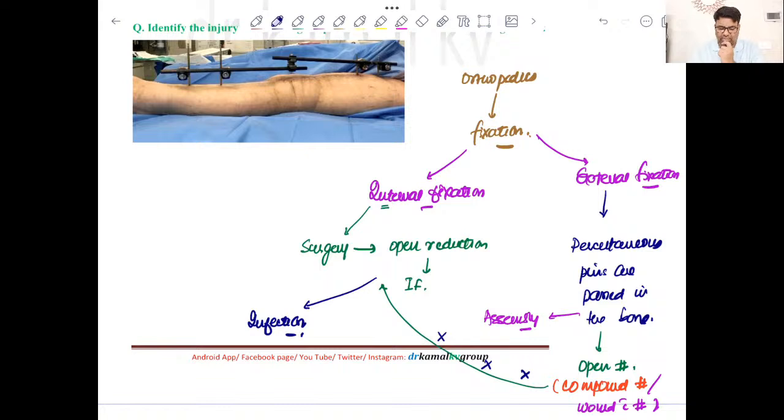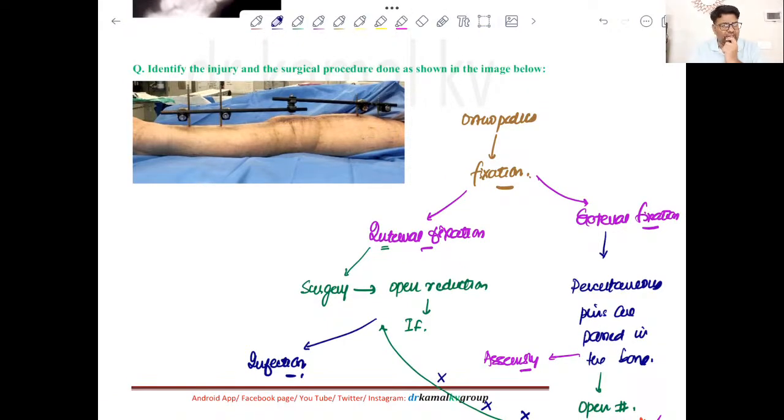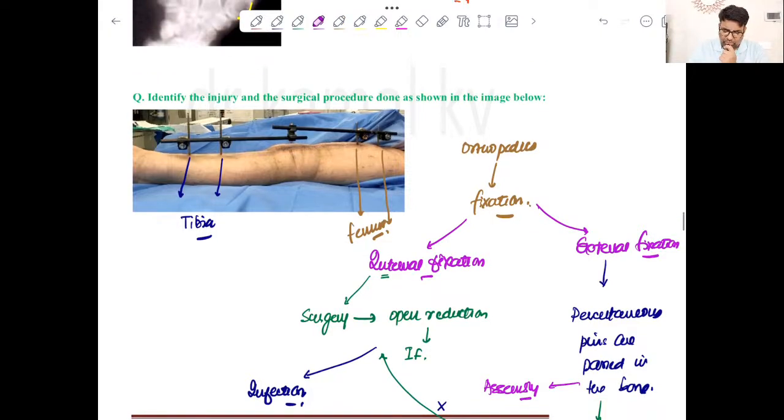Now in this particular case, it is an assembly of external fixator, right? So what you can see, one pin is here, another pin is here. So these two pins are in tibia, right? Then you can see one pin over here, another pin over here. These pins are in femur, right? And then we are using connecting rods, right? So these are the connecting rods. And then we are using the clamps also, so as to fix the rods to the pins, right? So this is the assembly of external fixation.